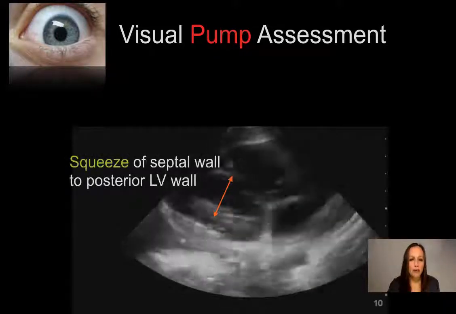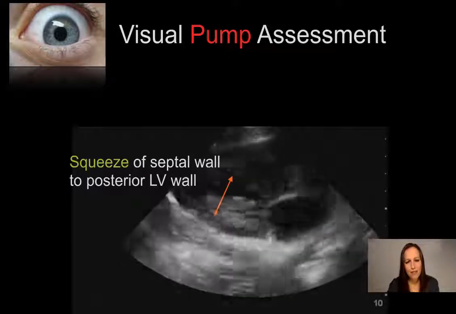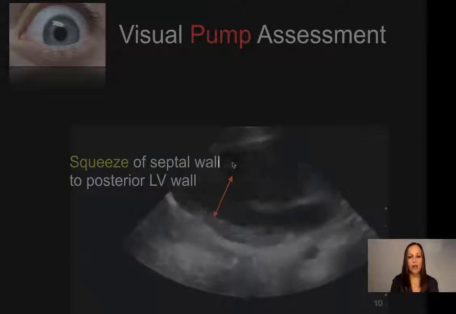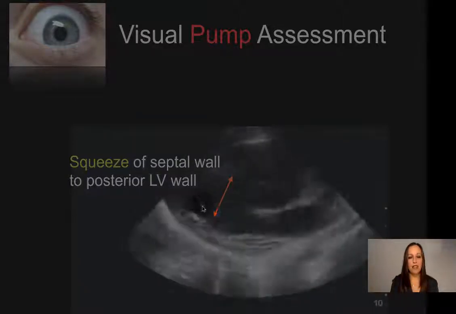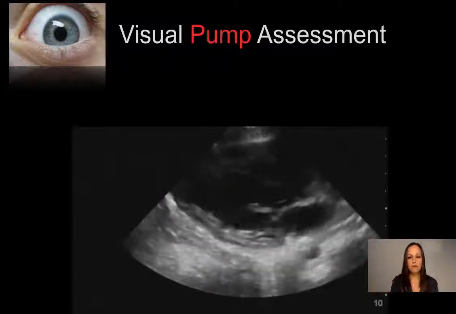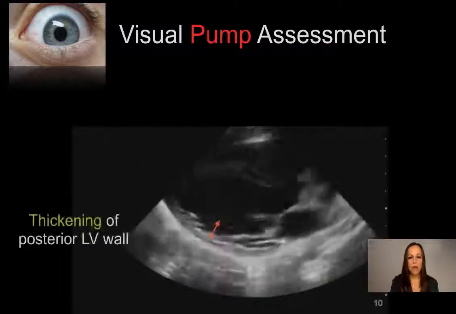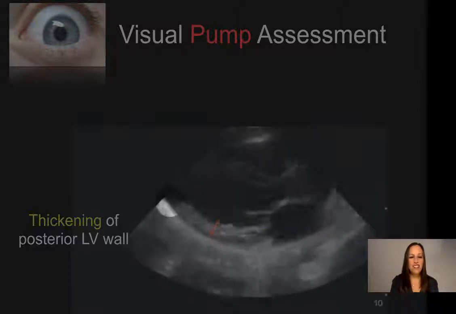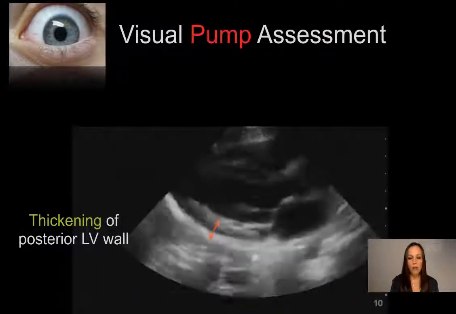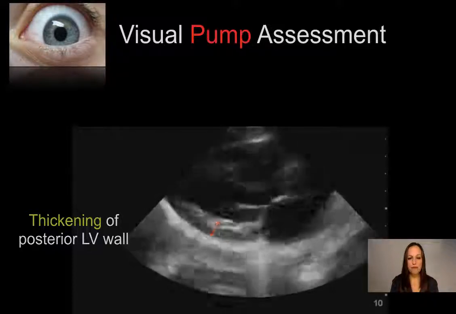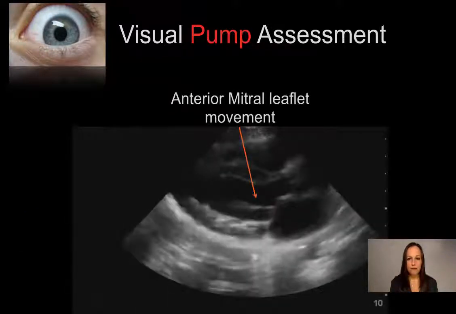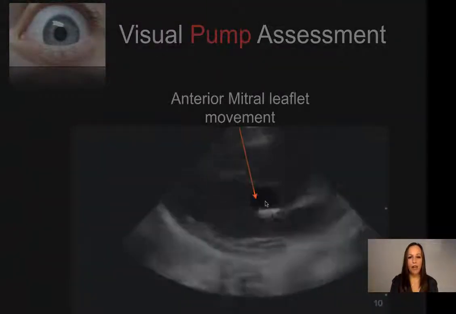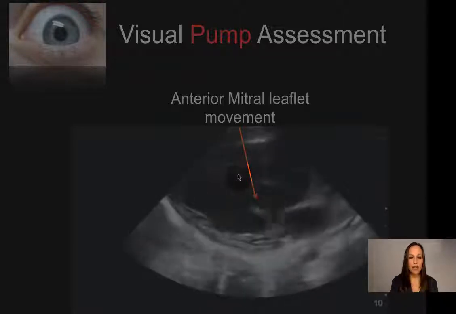First, we look at the left ventricle and we can see the squeeze of the septal wall to the posterior wall. So the septal wall here goes in the direction of the posterior wall of the left ventricle. Now we're also going to look at the posterior wall of the left ventricle. You can notice that it thickens when there's actual squeeze of the heart. And you also want to focus on the anterior leaflet of the mitral valve. You can see here that it's moving in the direction of the septum.